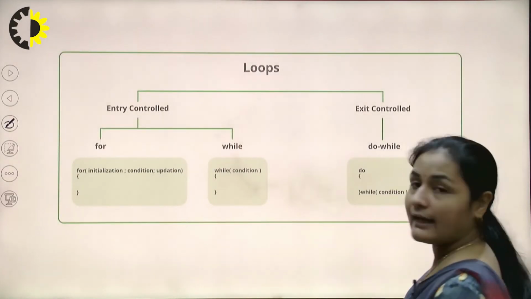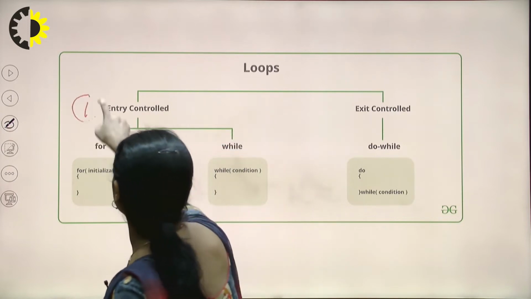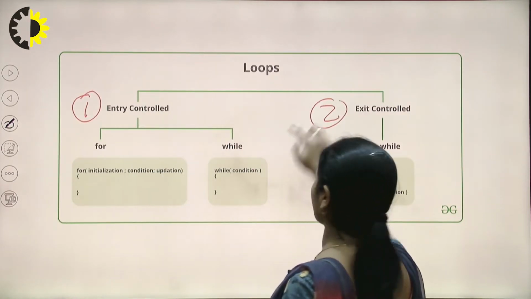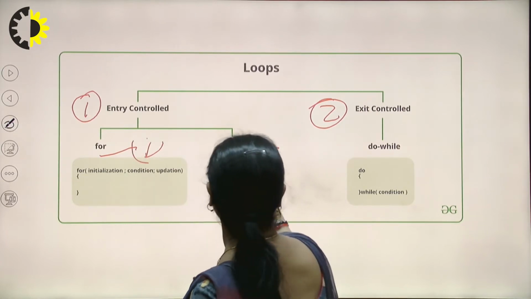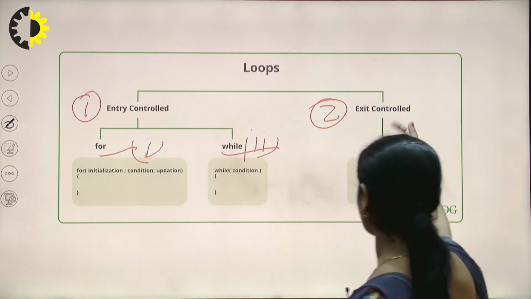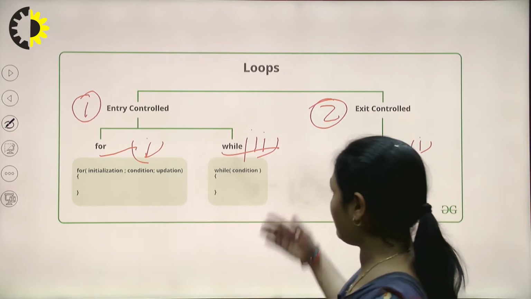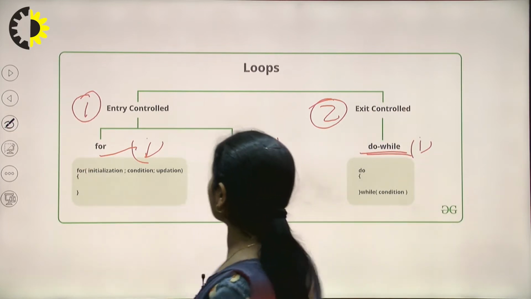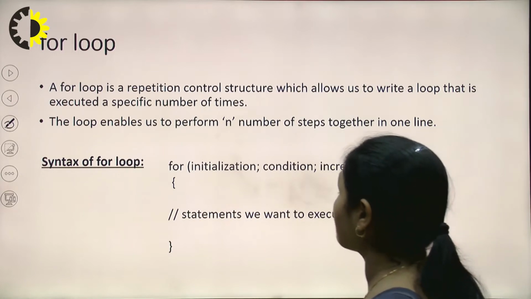So this is the diagram where we describe the types of loop. These are the categories of loop: entry control loop and exit control loop. In entry control there are two types of loop: the first one is for and the second one is while loop. And in exit control only one type of loop comes, that is the do while loop. We will describe these loops in detail. First one is the for loop.